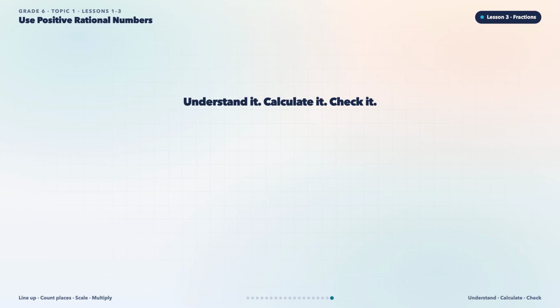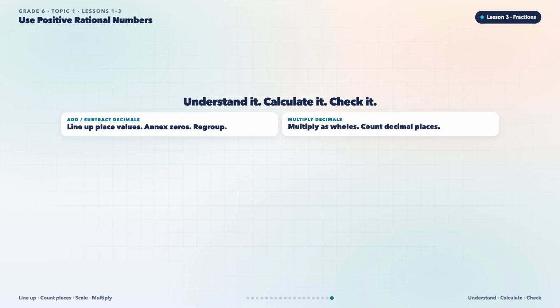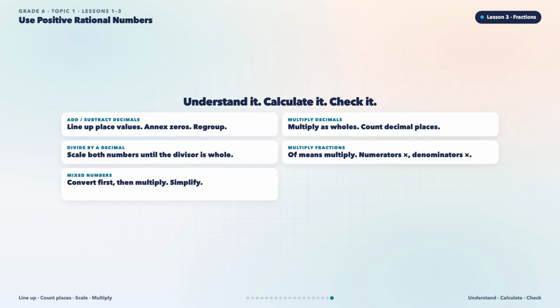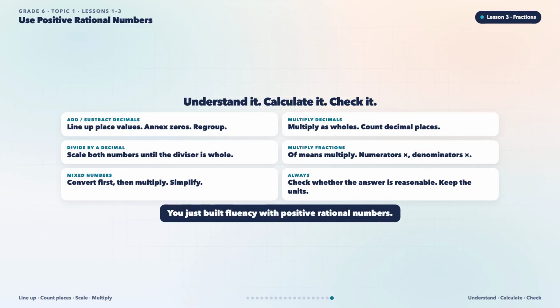Here's what to remember. Decimals. Line up place values to add or subtract. To multiply, count decimal places. To divide by a decimal, scale both numbers until the divisor is whole. Fractions. Of means multiply. Multiply numerators. Multiply denominators. Then simplify. Mixed numbers? Convert first, then multiply. Always check whether the answer is reasonable, and keep your units. You just built fluency with positive rational numbers. Understand it, calculate it, check it.